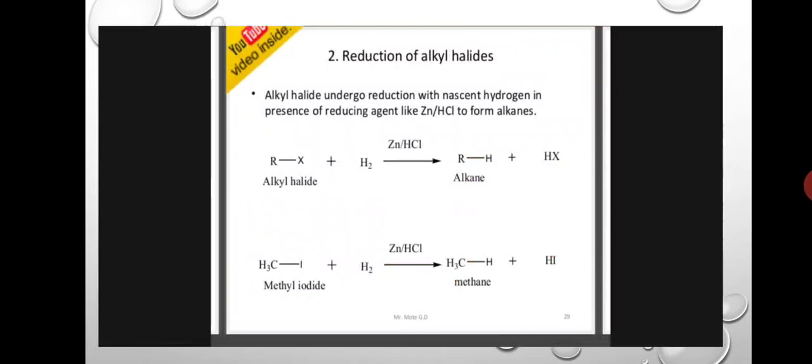Okay, alkyl halides undergo reduction with nascent hydrogen in the presence of a reducing agent like zinc in HCl to form alkanes. Here zinc in hydrochloric acid is the reducing agent. Alkyl halides undergo reduction with hydrogen in the presence of the reducing agent zinc in hydrochloric acid to form alkanes.